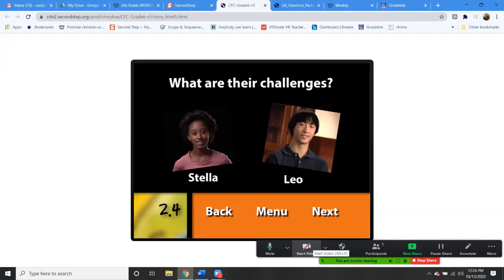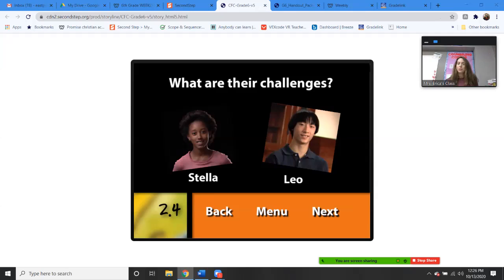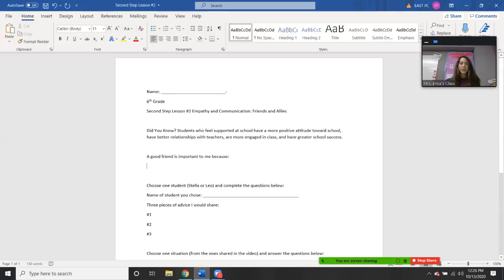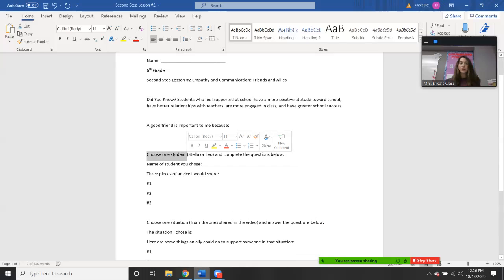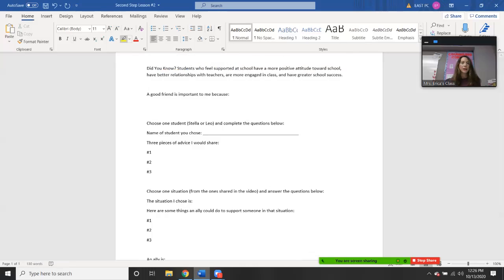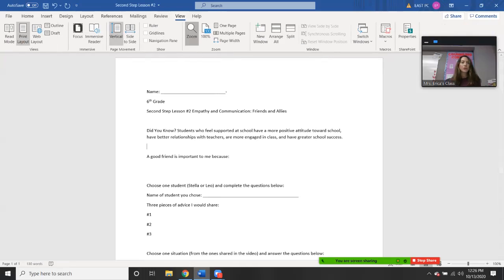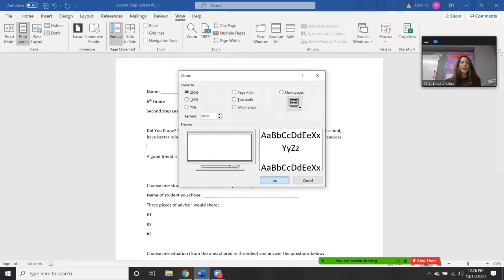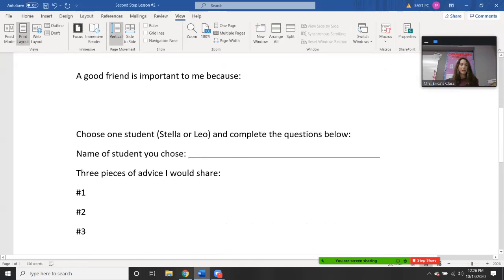Okay, so these are two kids, Stella and Leo, and we just read their notes that they were writing to their friends asking for advice. So what you're going to do as part of your assignment is you're going to choose one of the students, and then you're going to write their name, either Stella or Leo, and you're going to pretend to be the friend that they just wrote to and give them 3 pieces of advice that would be helpful for their challenge.